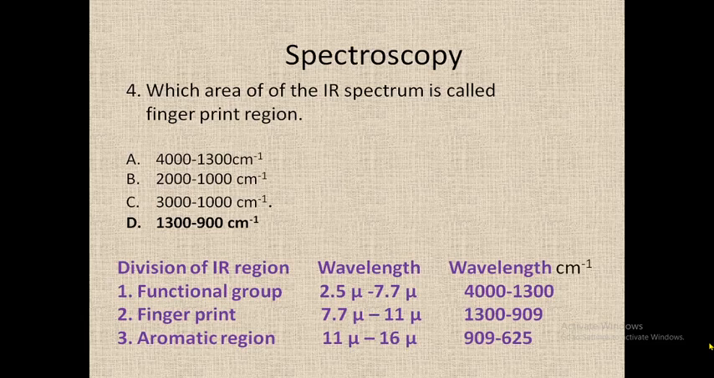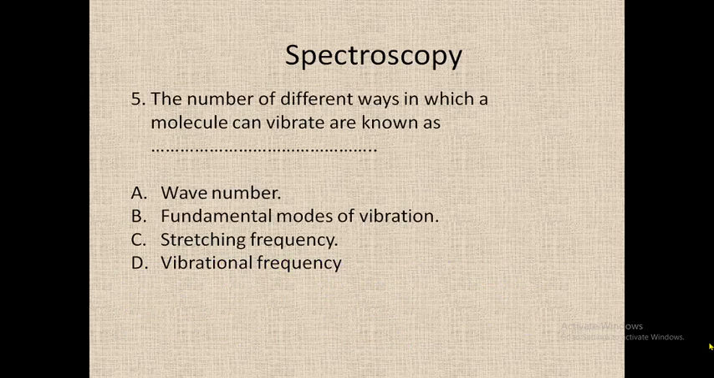Here the corresponding wavelengths in micron and centimeter inverse are given. For the functional group region, 2.5 micron to 7.7 micron, in centimeter inverse it is 4000 to 1300. And the fingerprint region is 1300 to 909 centimeter inverse, and the corresponding micron values are 7.7 to 11 micron. Okay, so let's go for the next question.